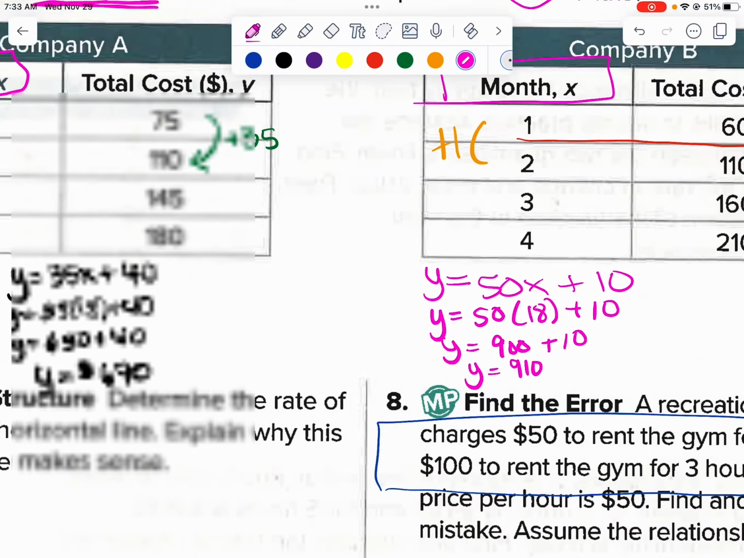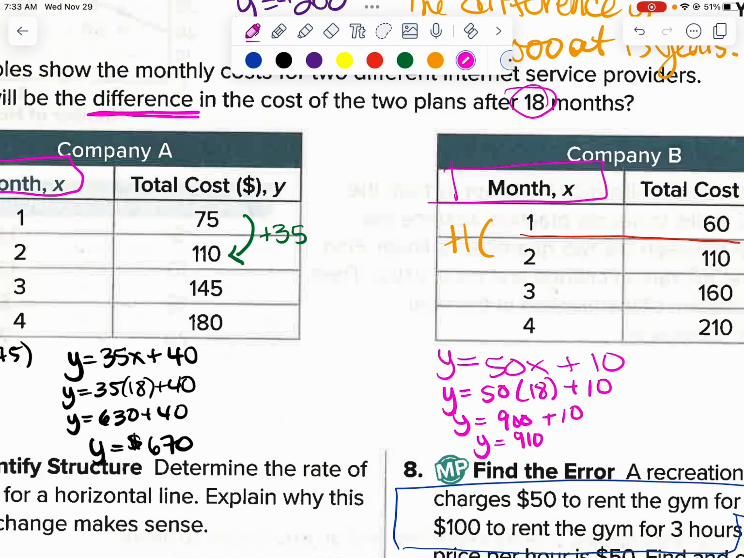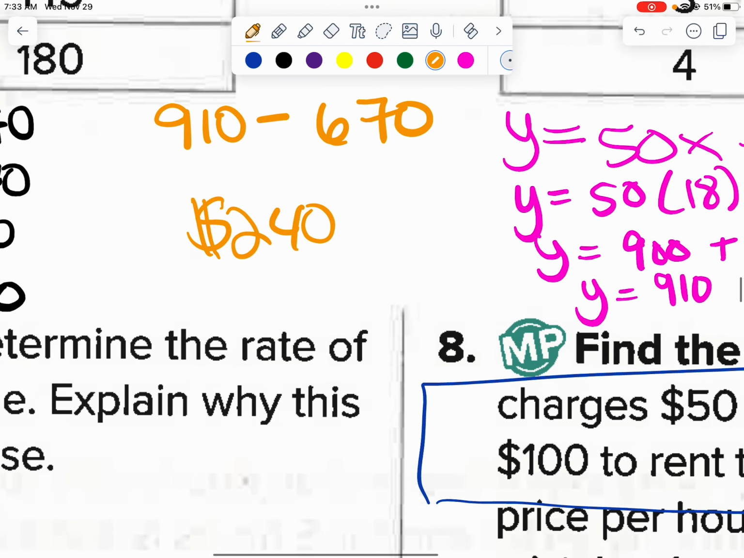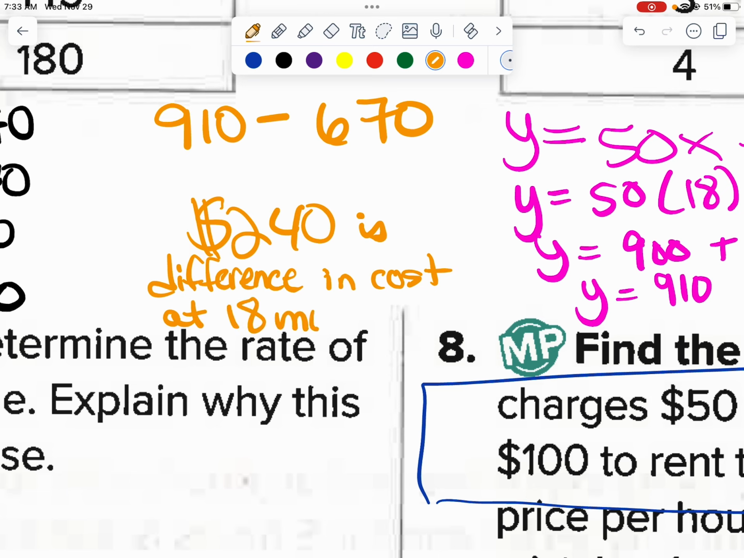Okay, so it's asking for the difference. That means I need to subtract these two numbers. So I'm going to take 910 and I'm going to subtract 670. And when I do that, I get $240. So that means $240 is the difference in cost at 18 months.